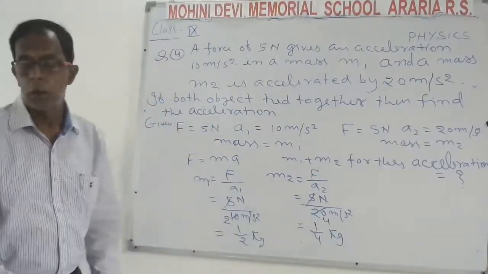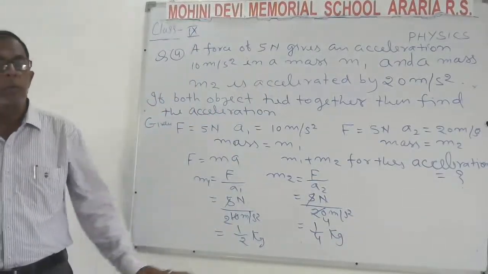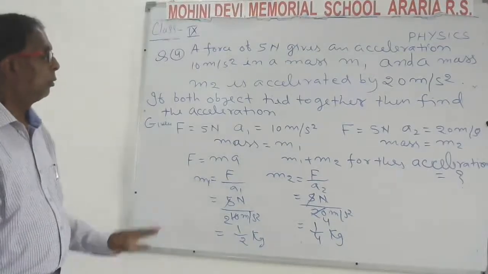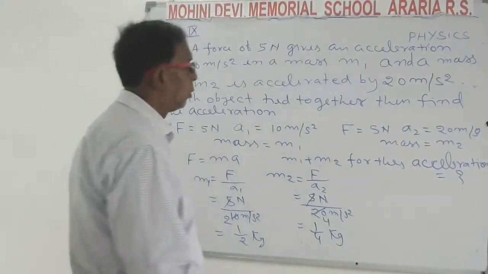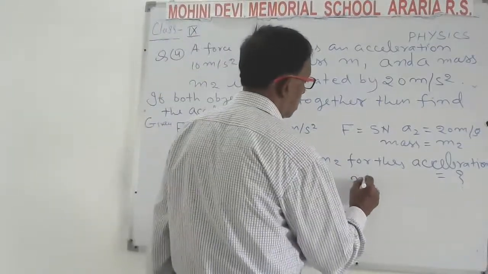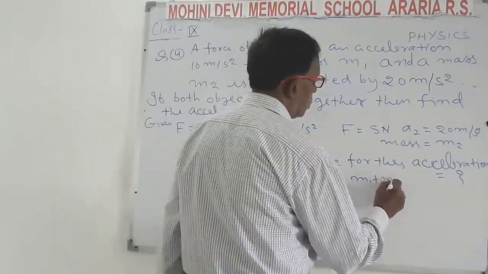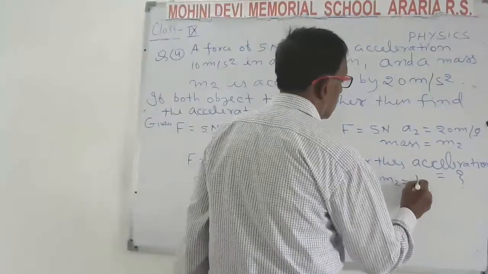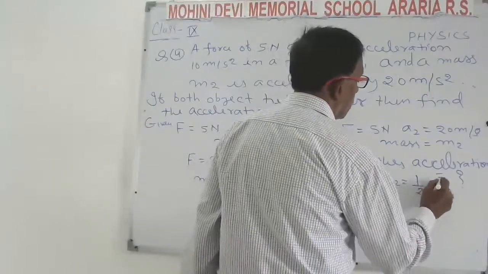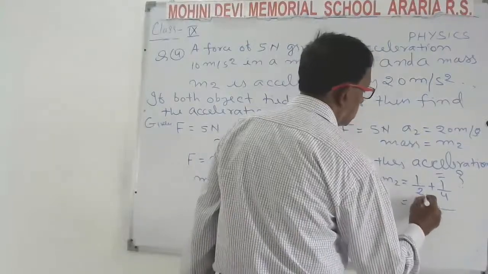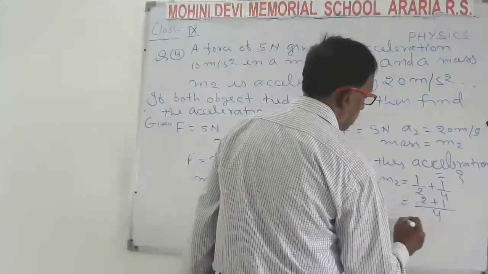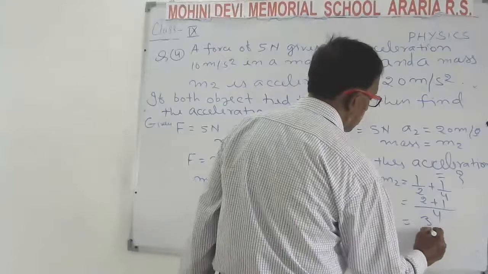Yes, you have found the mass. Now, when you join them together, m1 plus m2 is equal to 1 by 2 plus 1 by 4. LCM 4. This is 2 plus 1, 3 by 4 kg.